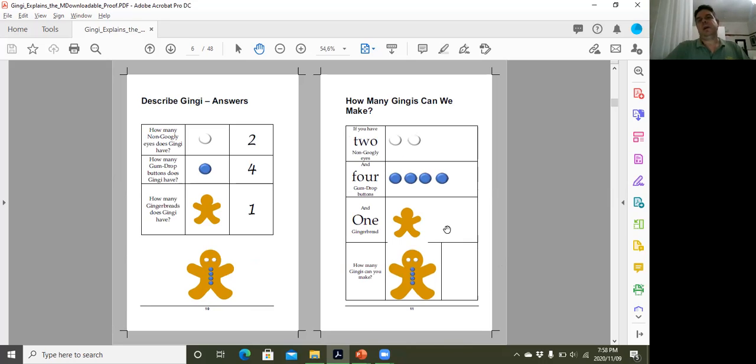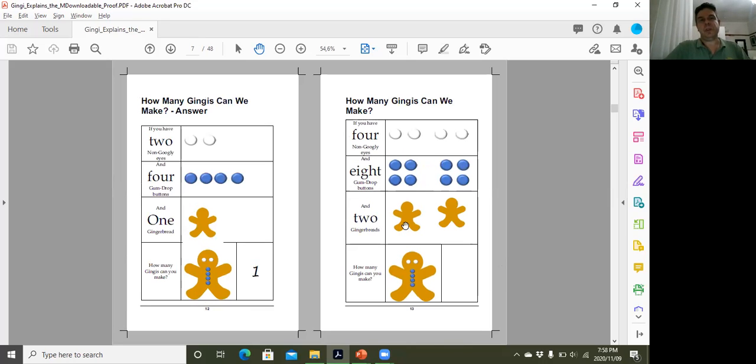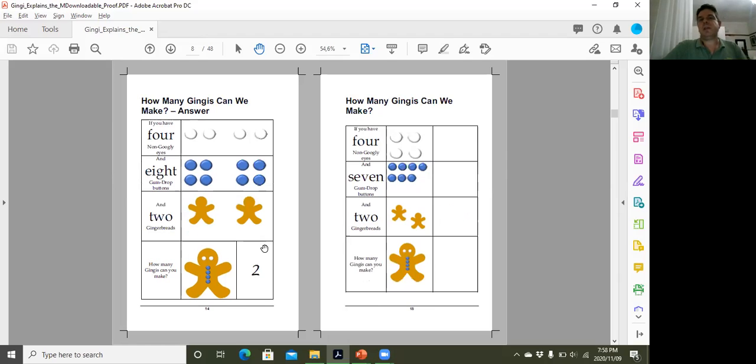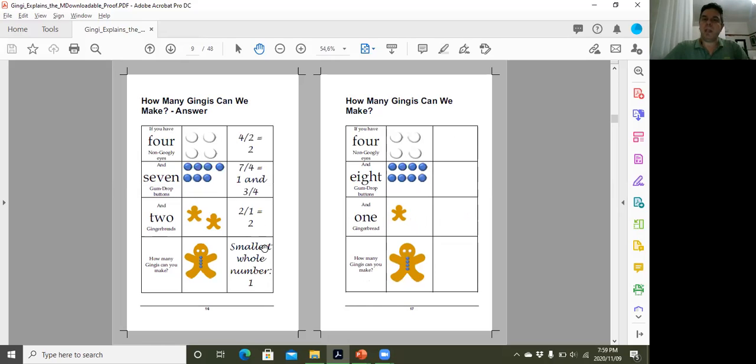And then you can go through those options, and the key principle is that however many you have determines how many Gingis you can make. In this case, you can only make 1, a whole number of Gingi, or 2 or 3. You can't make 1.5 Gingis. That wouldn't look nice. And I want to remain child-friendly, you know.